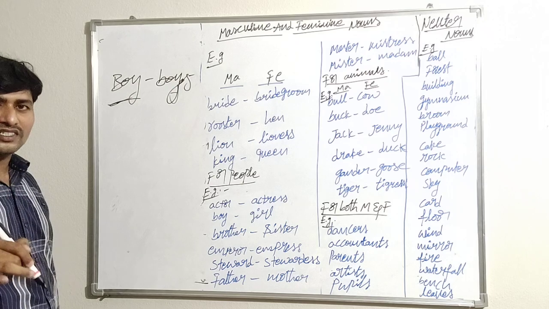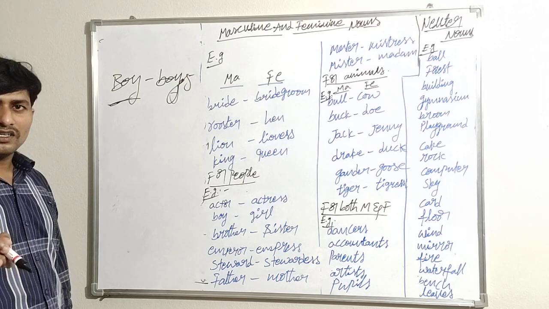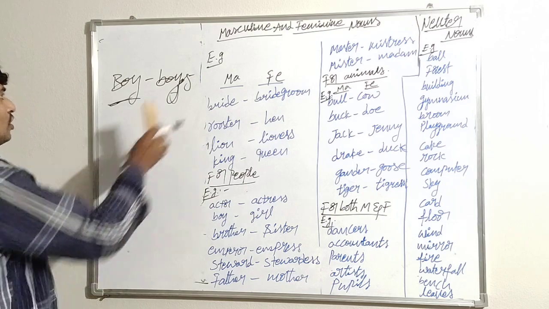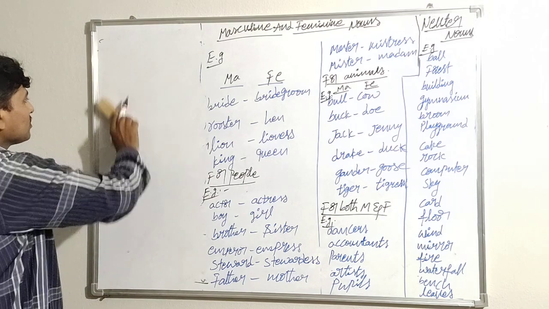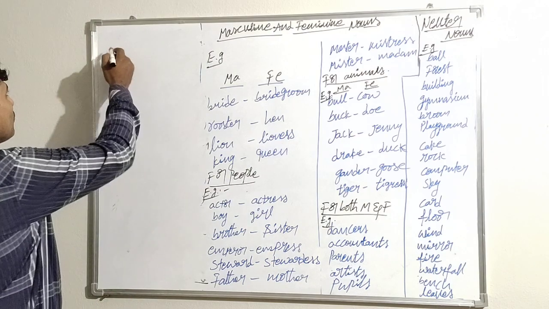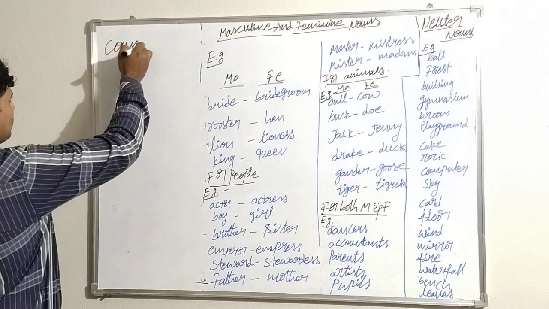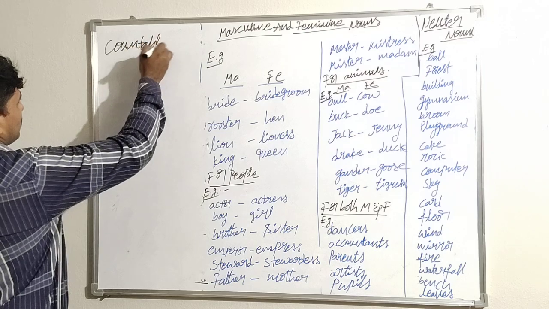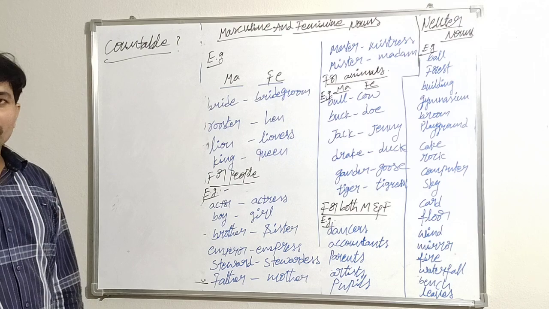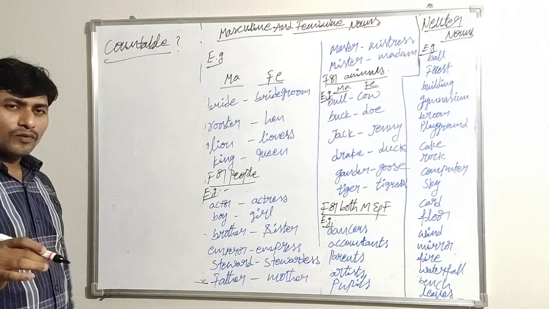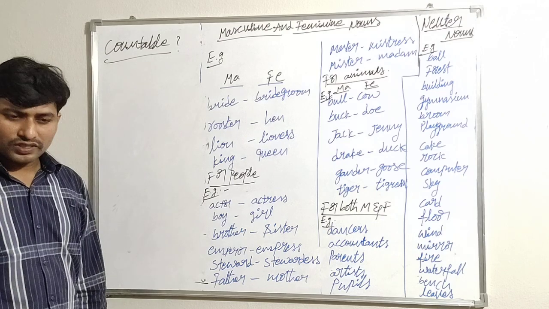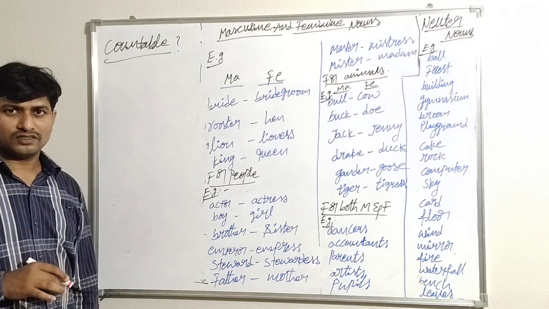Have you understood? We discussed what regular plural nouns and irregular plural nouns are. As we discussed singular nouns and plural nouns, the second one is what is countable. First, let's discuss what is uncountable. So, what is countable? What we are able to count is called countable.